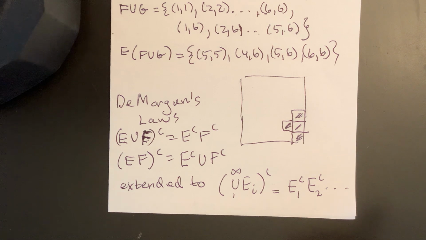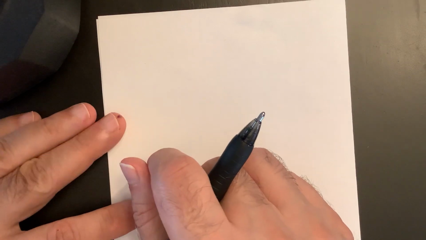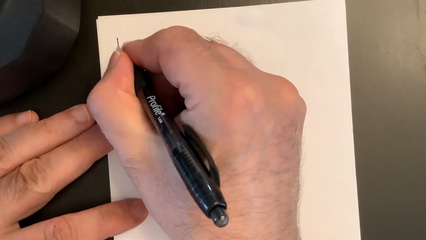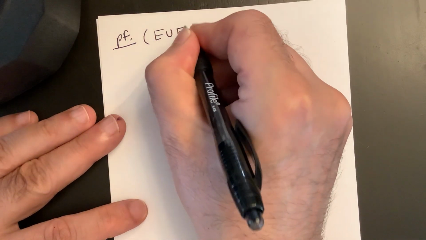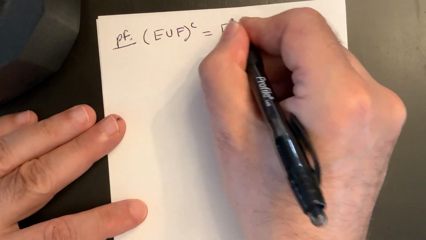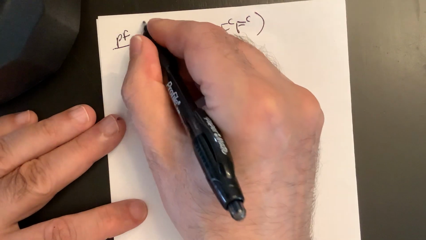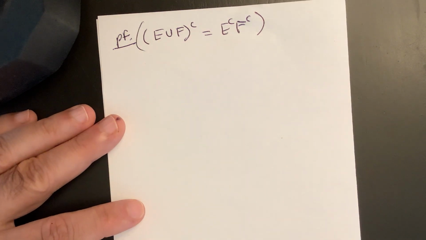All right, let's do a little proof. Let's see how much time we have. 9 minutes. So let's do a proof of one. Let's prove that (E union F) complement equals E complement intersect F complement. I just do this by showing one set is contained in the other and vice versa. Maybe I'll only do one direction because we're running out of time.